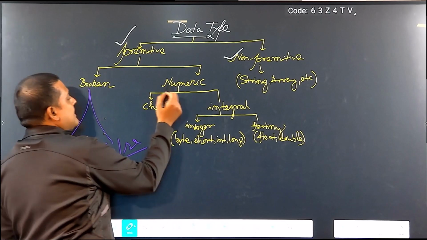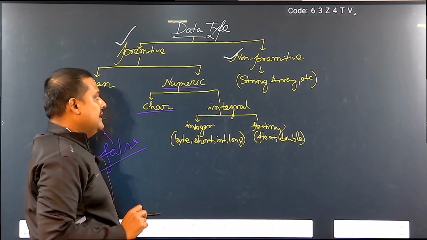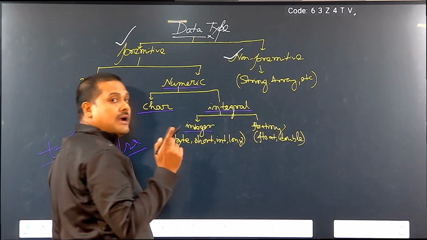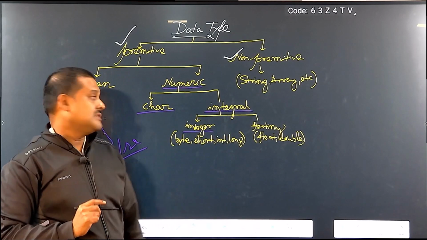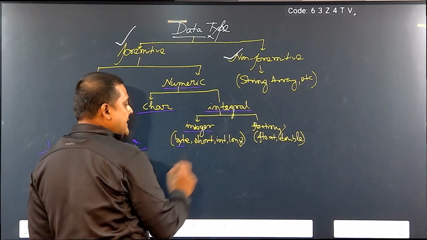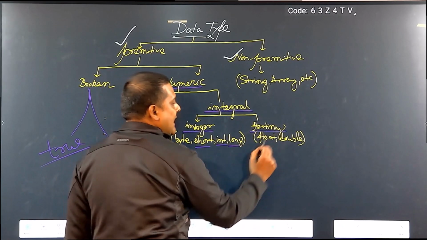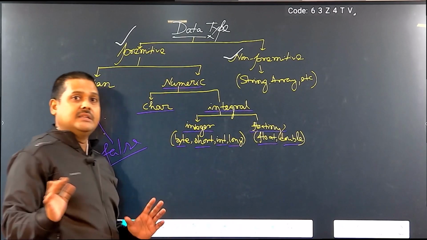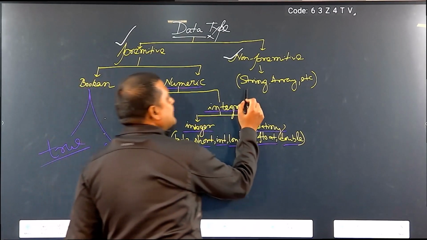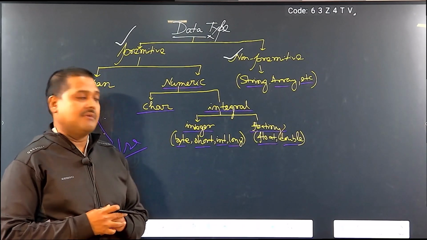Then there is numeric data. Numeric can be character, numeric can be integral. Integral can be divided into two categories, one is integer, another one is floating. Now, these integers can be byte, short, int, or long. Floating point can be float and double as per the size of the data. And non-primitive data types like string, array, and others are also available.